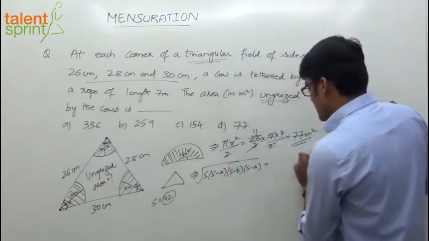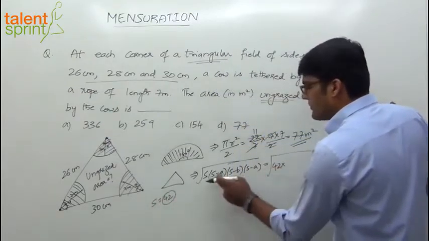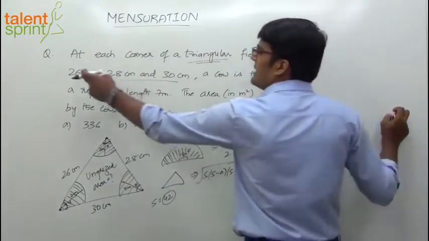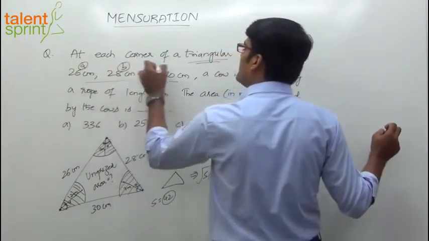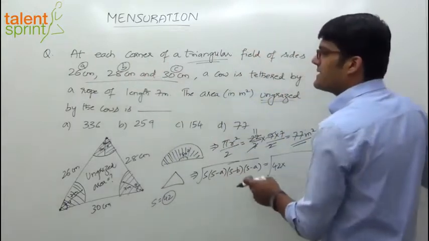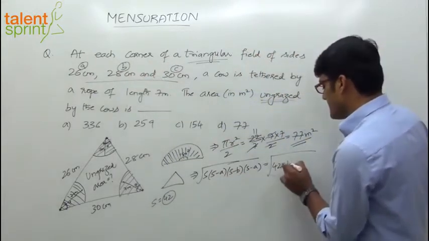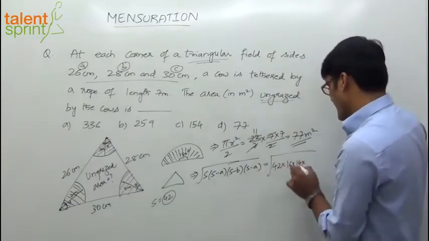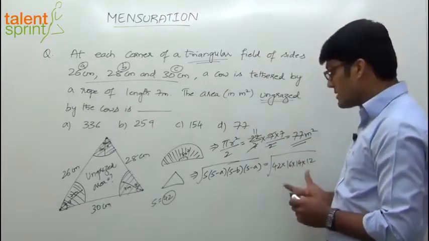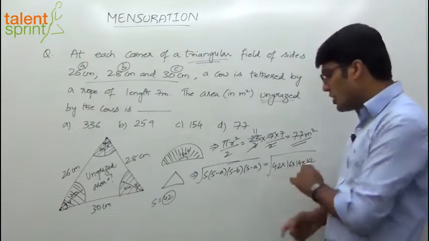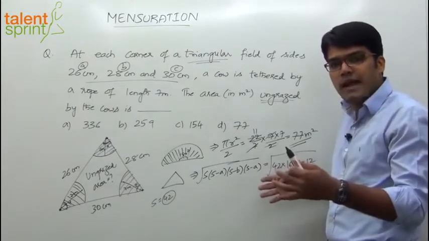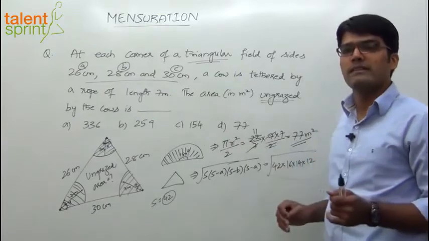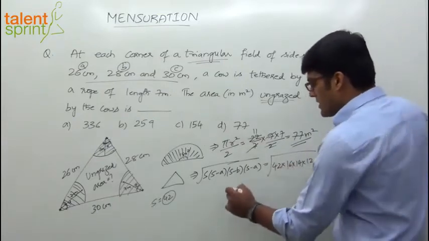Substitute now. So this will be 42 into 42 minus 26. These are a, b, c, right? Don't get confused, these are the three sides. 42 minus 26. How much is 42 minus 26? 16. 42 minus 28, 14. And 42 minus 30, 12. Now simplify this part. A smart person will not multiply. He'll try to split this in terms of factors such that he can find the square root easily, because anyway, square root is required. So let's try and split it.